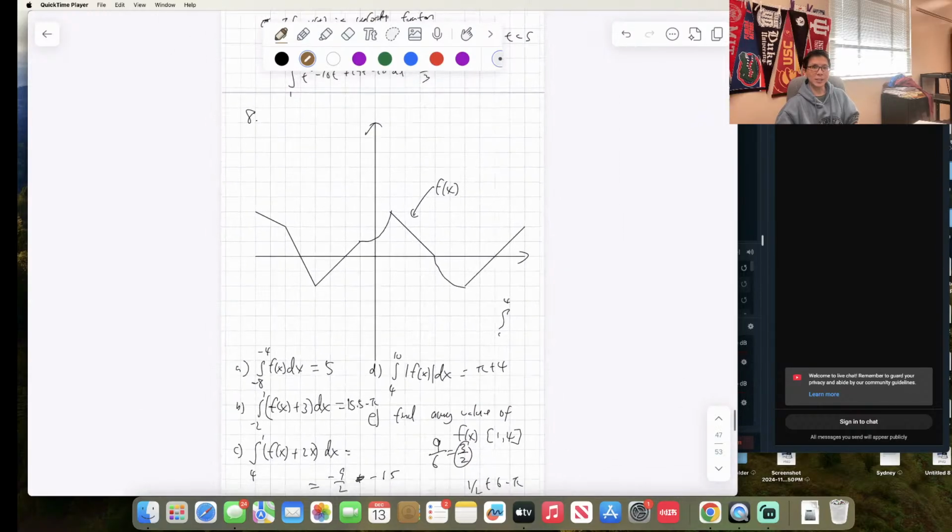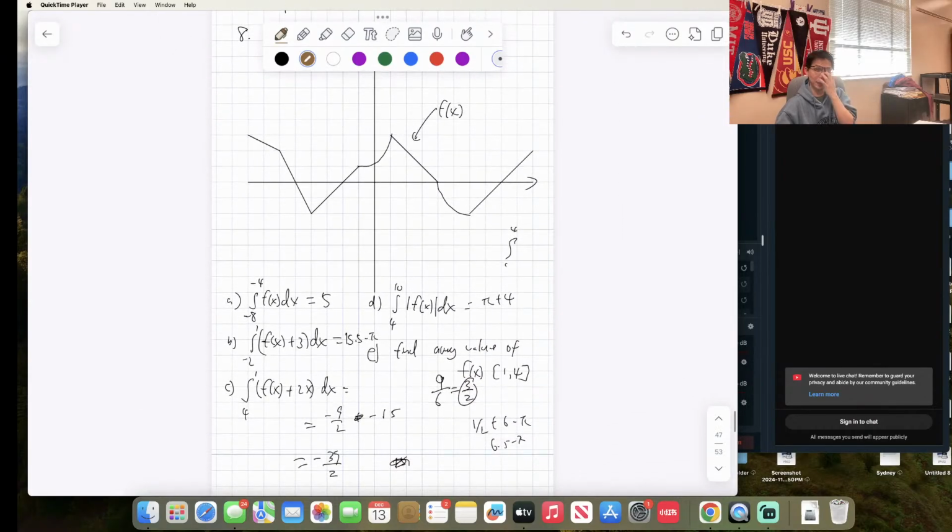Number 8, this is an easy one. This one is just the graphing. The first one I got 5. Second one I got 15.5 minus pi. I got -39/2. I got pi plus 4. I got 3/2 for the average value. William's like, it's too easy. Anytime we're graphing is too easy, that's great.